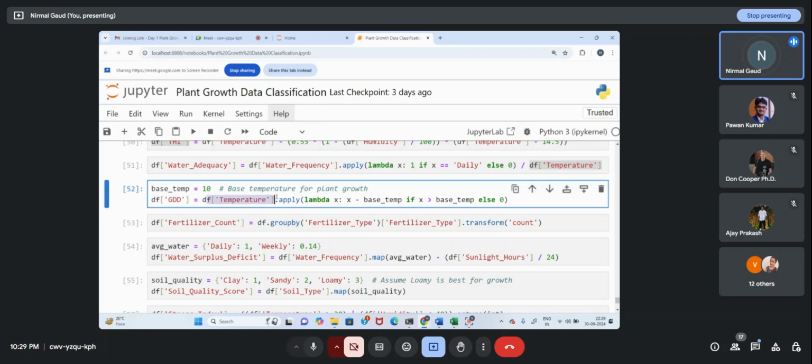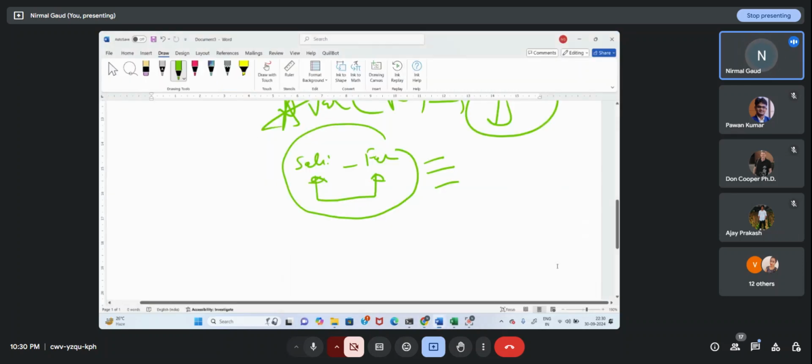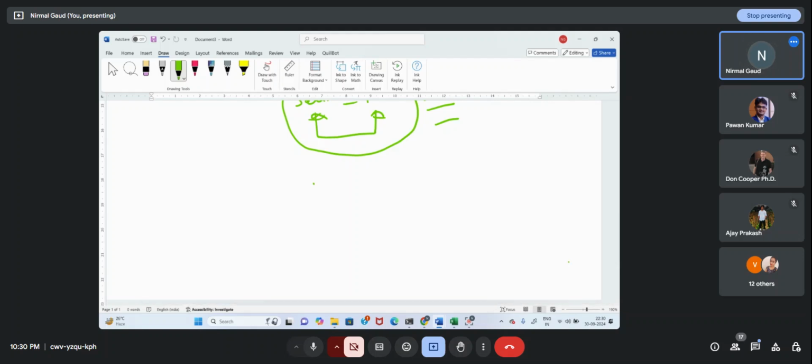And I applied this thing over the temperature. If your initial temperature minus the base temperature is greater than the base temperature. For example, you have a temperature of 30 in your data, and if you subtract 10 from 30, the answer is 20. 20 is greater than the 10.